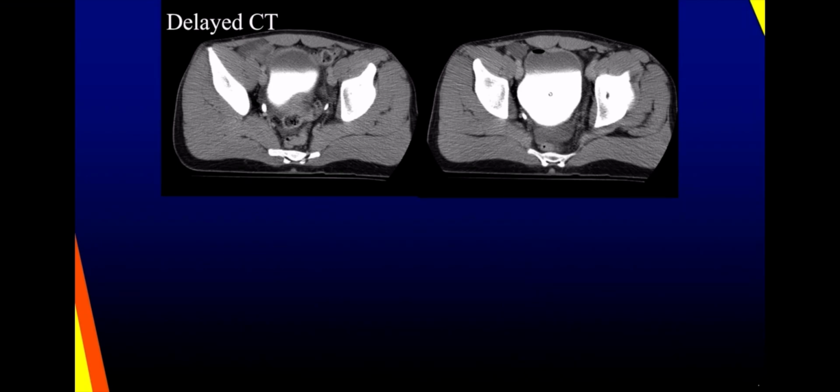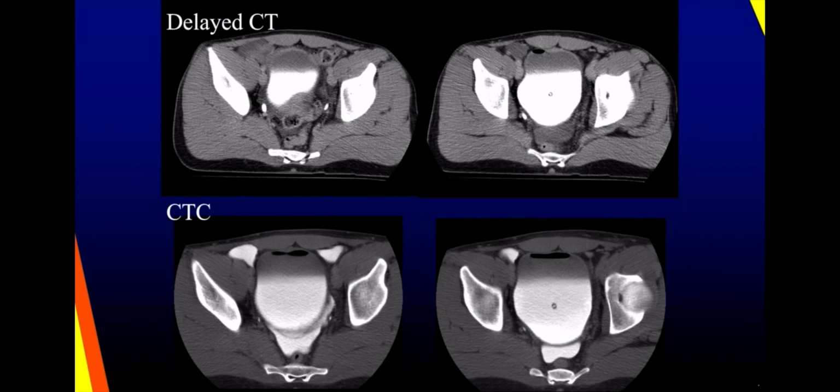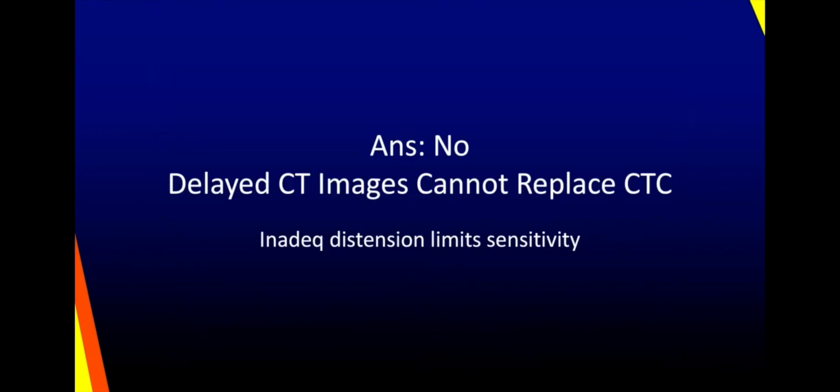Here in the delayed CT images, we see a large amount of contrast in the bladder and a well-distended bladder. It looks a lot like a CT cystogram. Yet when we actually perform a CT cystogram, we do find that there is, in fact, a bladder rupture. So the answer is no. Delayed CT images cannot replace a CT cystogram, as inadequate distension limits sensitivity.